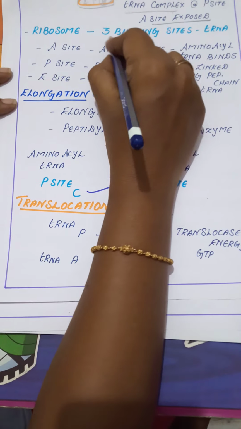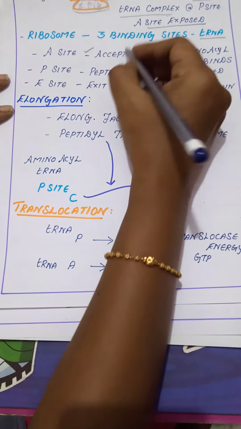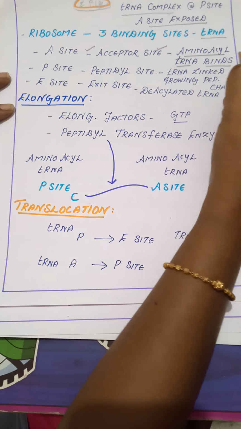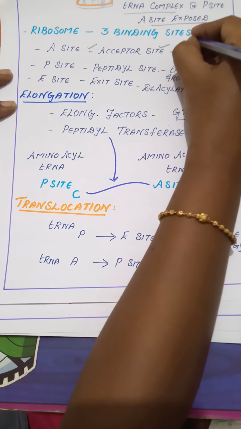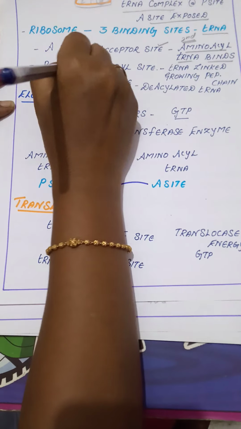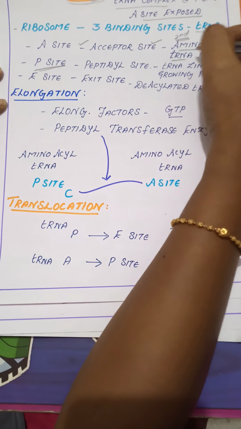The ribosome has three binding sites for tRNA. What are they? The A site is the acceptor site, where the aminoacyl tRNA can bind. This is for the second tRNA, not for the first one. The first tRNA binds to the P site. The acceptor site is where the aminoacyl tRNA binds.